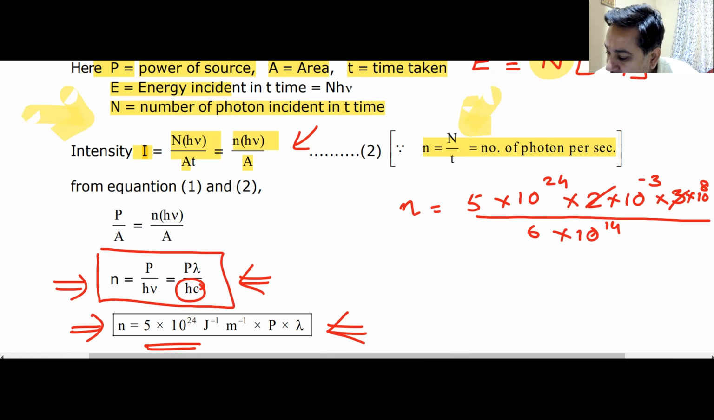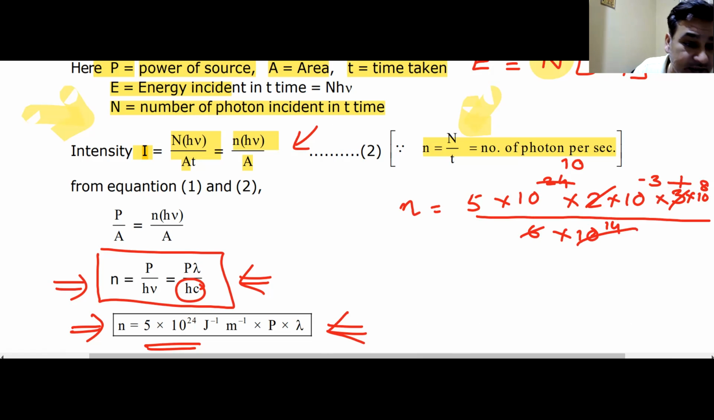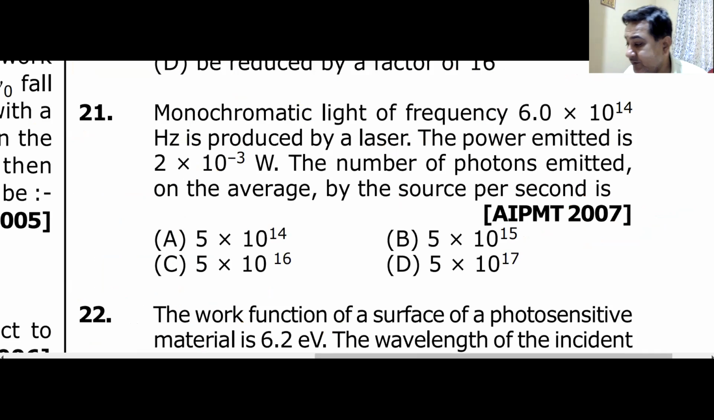And you have the answer. What is the answer? This will become minus 24. Minus 24 plus 24 becomes 0. 0 minus 3 becomes minus 3. Minus 3 plus 8 becomes 5. Do we understand this? Yes, sir.